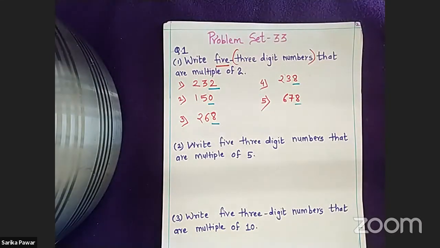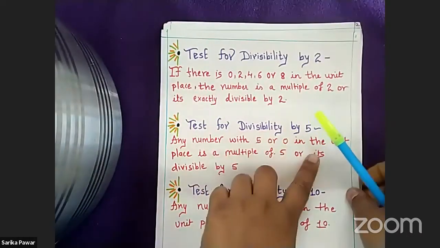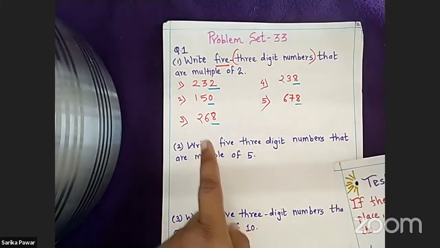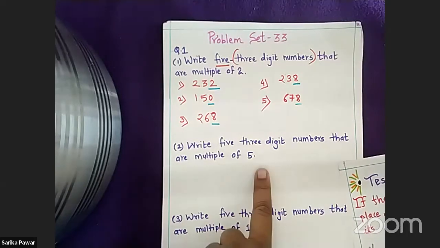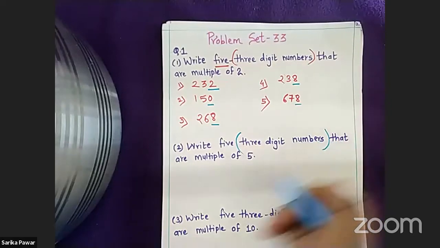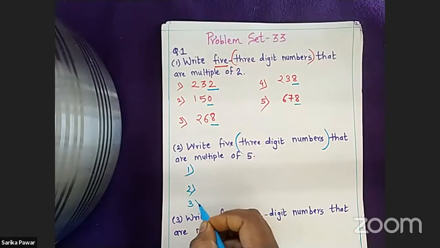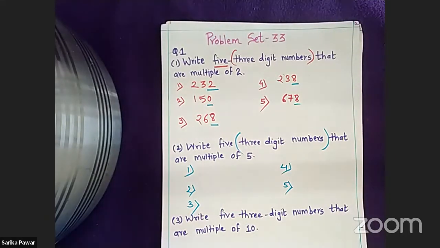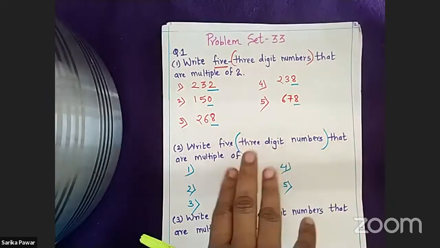Test for divisibility by 5. We learned the test for divisibility by 5. Now see here, the second question is based on this rule. Write 3-digit numbers that are multiples of 5. Here also you have to write 3-digit numbers. And how many numbers you have to write? 5 numbers you have to write. 1, 2, 3, 4 and 5 numbers you have to tell me. Now tell me the 5 numbers and it should be 3-digit numbers, not 2-digit.